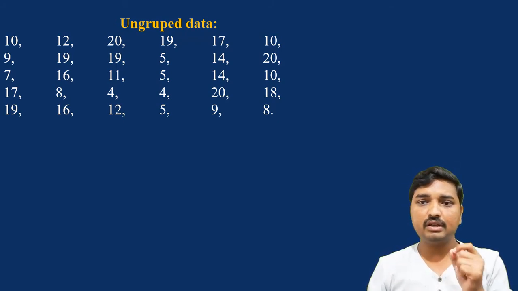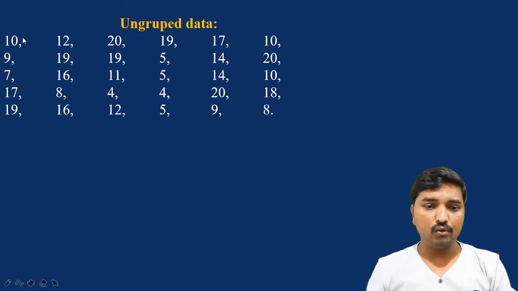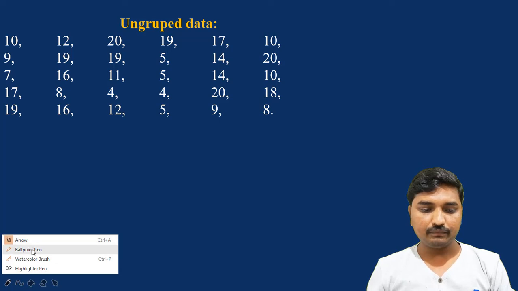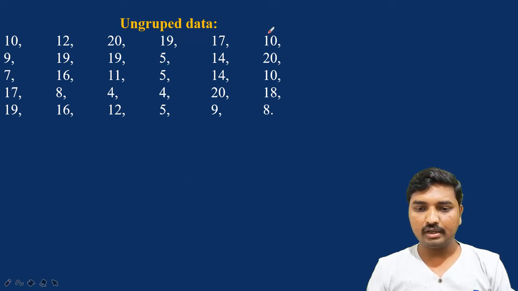Just look at the data I have collected. Look here: 10, 12, 20, 19, 17, and so on. Now just look here, 10 is present here. And look here, here also 10 is present.